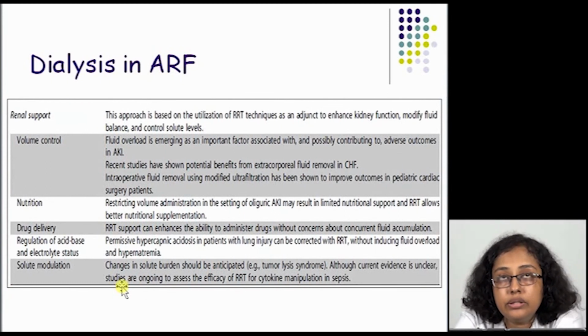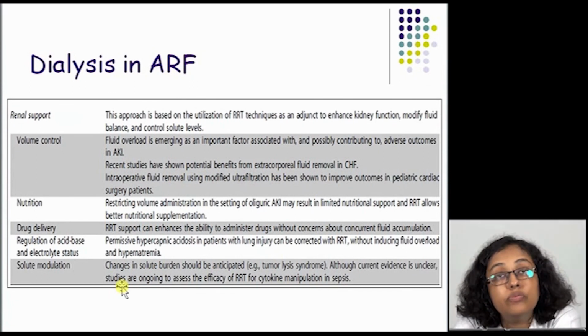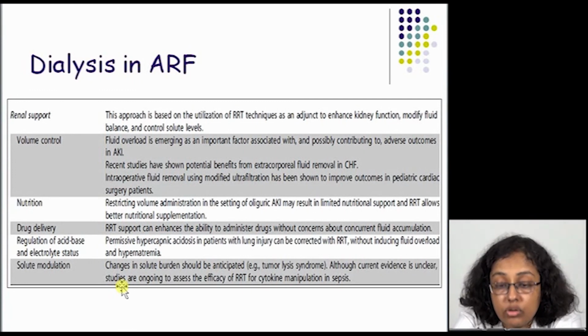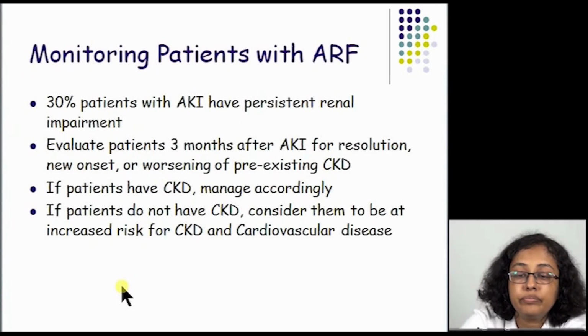How does dialysis help other than correcting hyperkalemia, removing solute and fluid, and correcting acidosis? It helps in volume control because fluid overload can cause pulmonary edema. Also, if volume is adequately removed, then it allows the intensivist to provide nutrition and antibiotics, which sometimes need to be given in fluid. So it allows more liberalized fluid intake in a critically ill patient if adequate fluid is removed, and it allows for drug delivery. As I said earlier, it allows for correction of dyselectrolytemias and acid-base abnormalities, and for solute modulation.